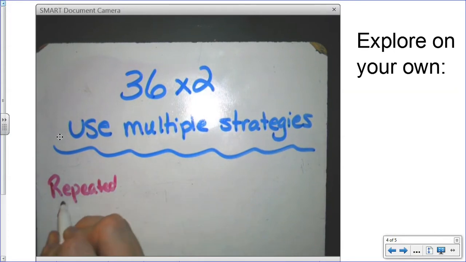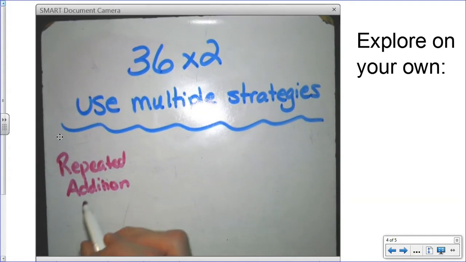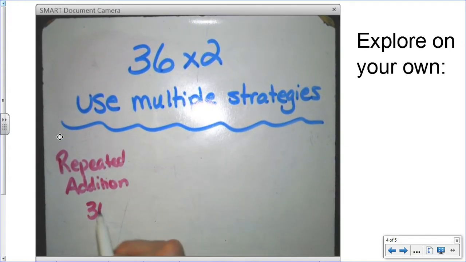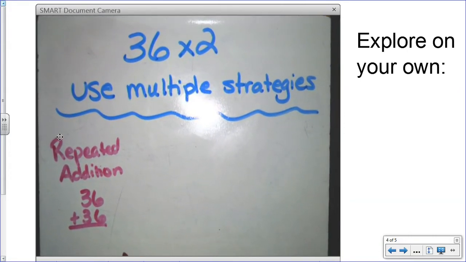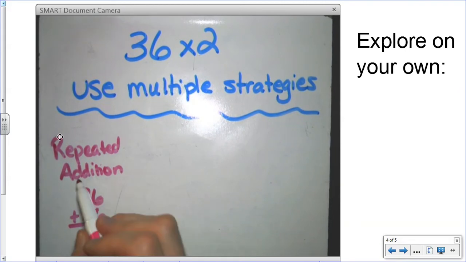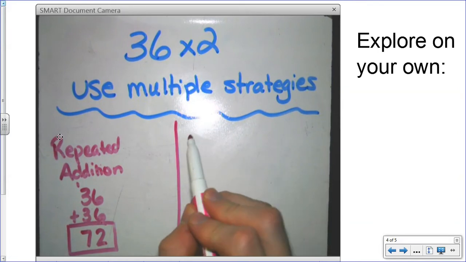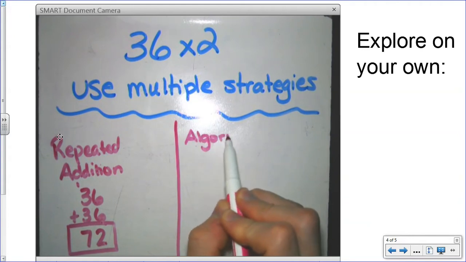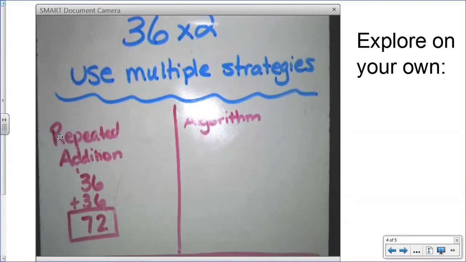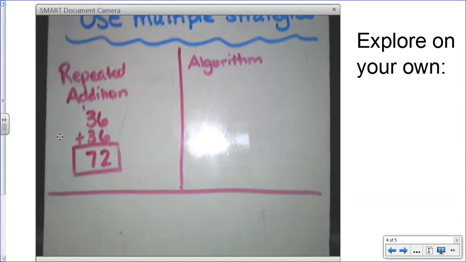So one way to do this problem is with repeated addition. It's 36 times 2, so I'm just going to add 36 plus 36, right? I add 36 2 times, and I get 2 in my ones place, and I carry, and I have 7 in my tens place. So my final answer is 72 with repeated addition. I can also take a look at the algorithm method, which we'll look at last. But we can also take a look at the number bond method.